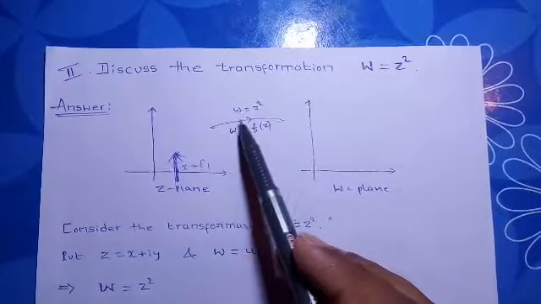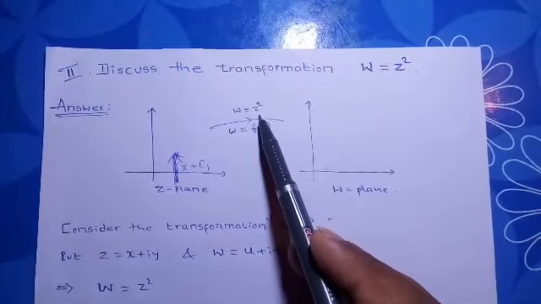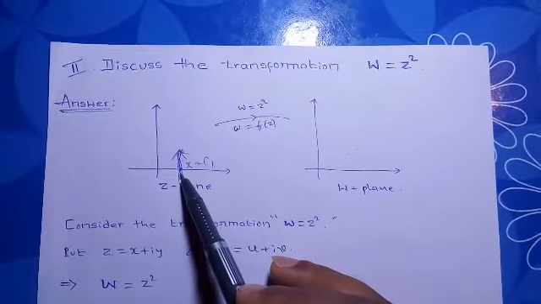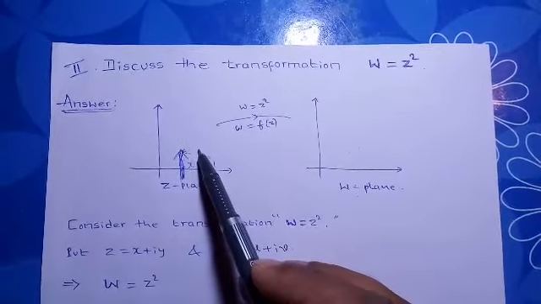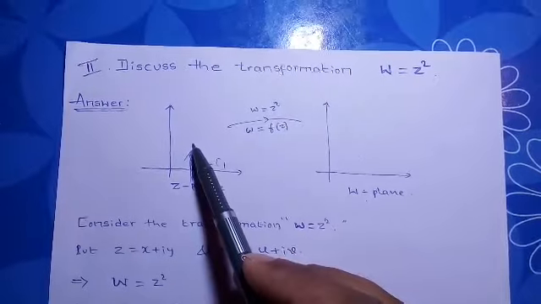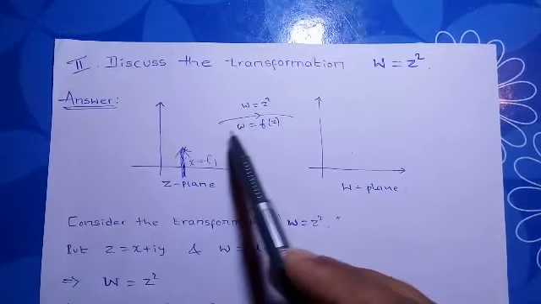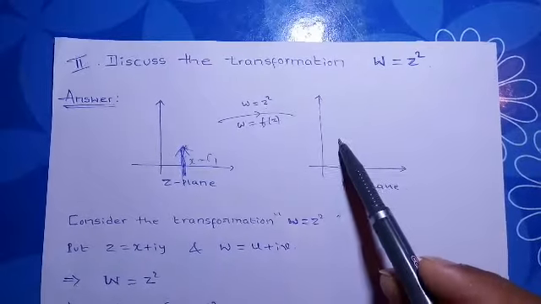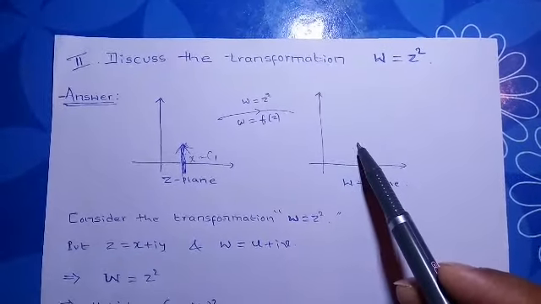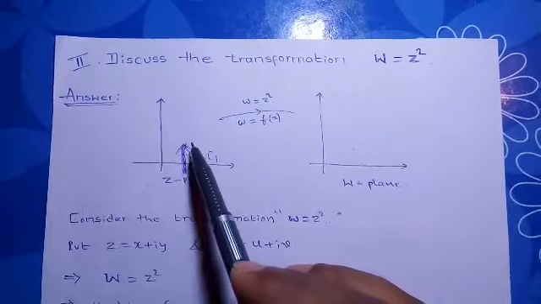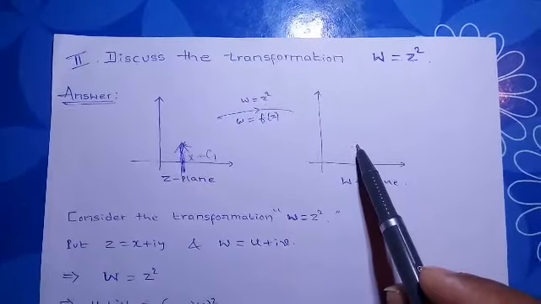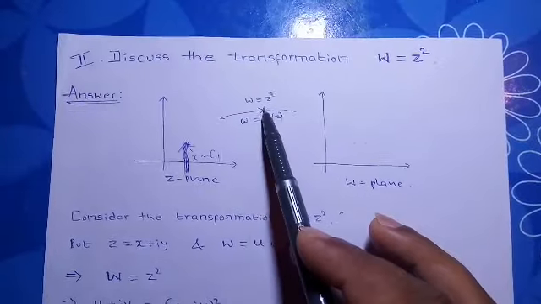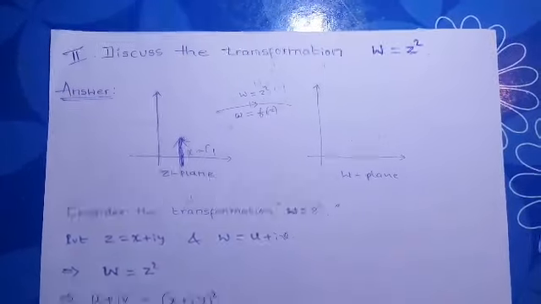We have to prove that w equals z square is a conformal transformation by considering two straight lines, one straight line parallel to the y axis, another straight line parallel to the x axis. Their angle is 90 degrees. So we have to find their images. We have to prove that the angle between their images also equals 90 degrees. The angle in the z plane is the same as the angle in the w plane. Then we conclude that this transformation is conformal.